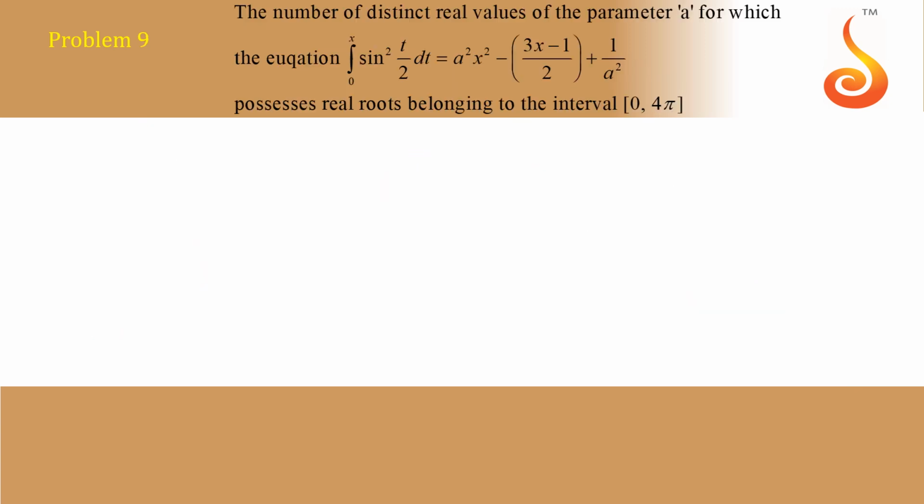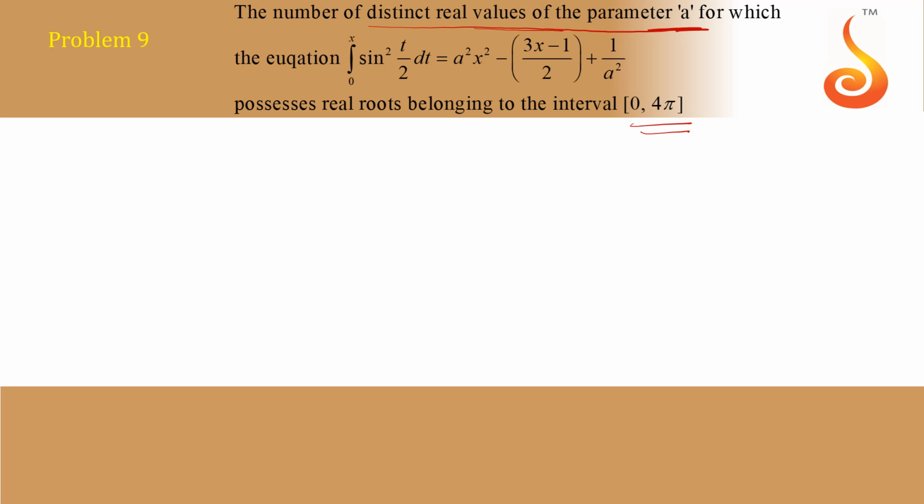Let us go to the next problem. The number of distinct real values of the parameter a, for which the equation integral 0 to x sine squared t by 2 dt is equal to (a square x square minus 3x minus 1) whole divided by 2 plus 1 by a square, possesses a solution or real root in the interval 0 to 4 pi. This equation should have a solution in 0 to 4 pi. For that, what are the distinct real values of a?